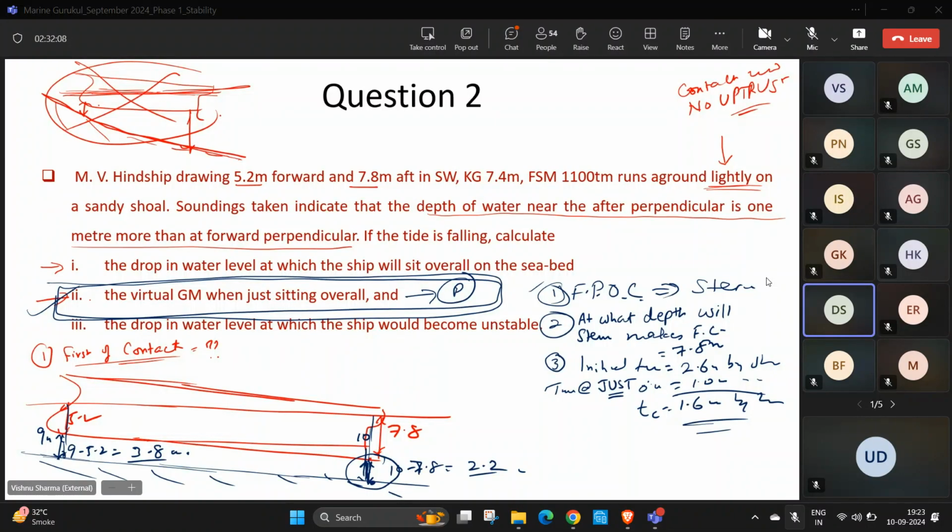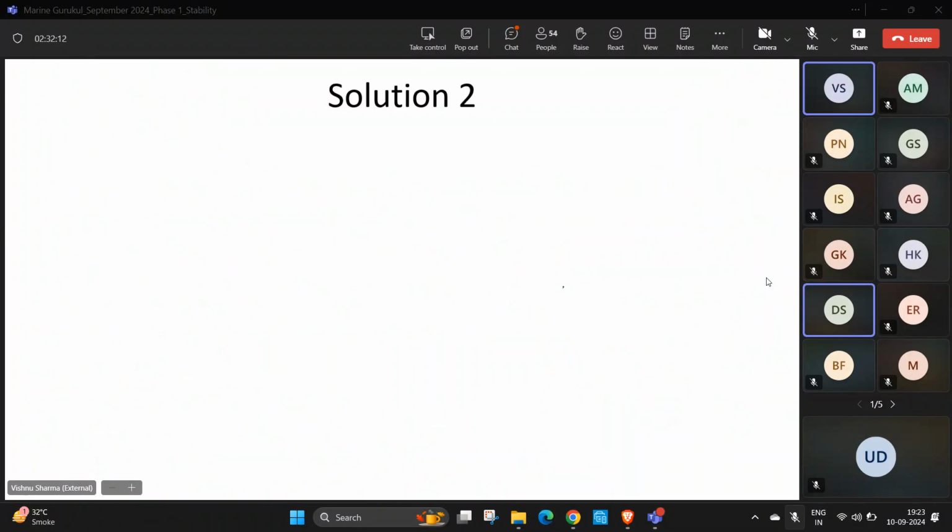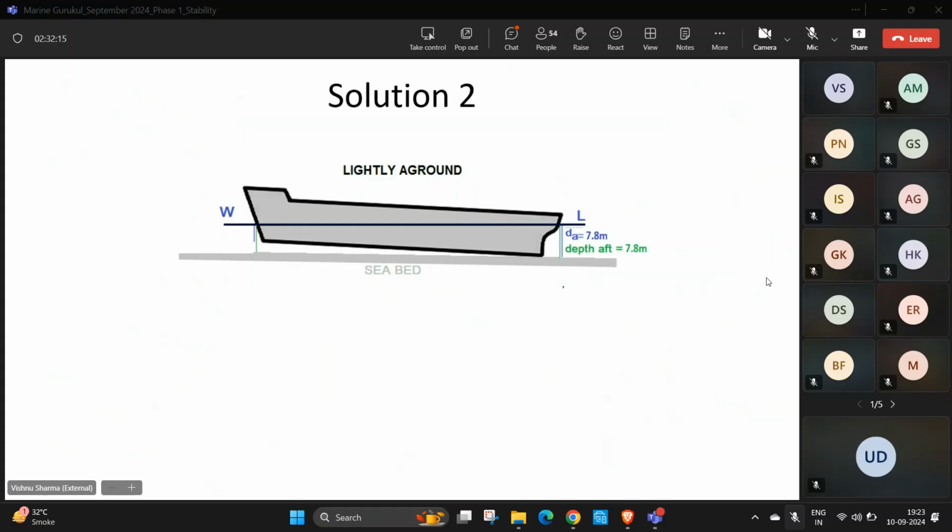Right, guys? Okay. Now, please calculate the hydrostatic draft. Now, listen to me. Part A also, let me explain. When she is lightly aground, this is the condition. This is where the question starts. Vessel runs aground lightly. That means stern has made a light contact. That means there is no upthrust. On light grounding, how much is the depth aft, guys? Look at the diagram and tell me.